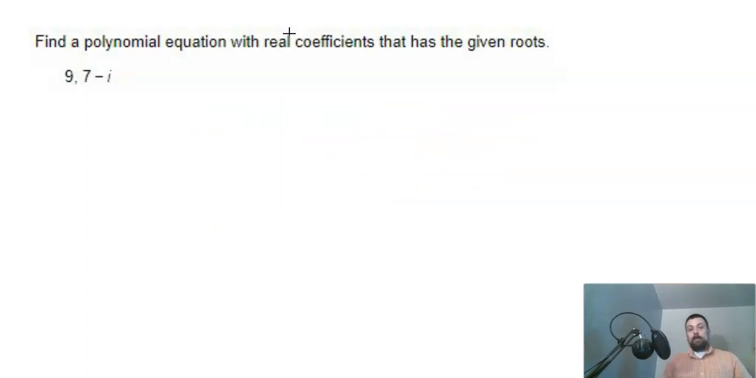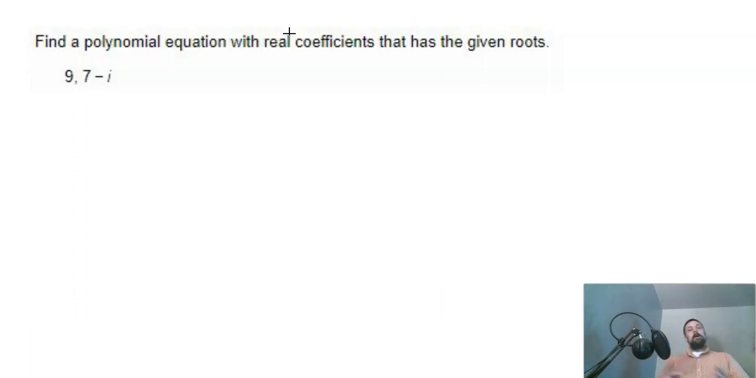This is one of my favorite problems in the chapter. It's the reverse of what we were just doing in 3.2, if you will, and what we're about to start doing later in this section, which is they're giving us the zeros. They're giving us the roots. They're telling us the answer. We want to work backwards to figure out what the problem looks like, what the equation would be. So find a polynomial equation with real coefficients that has these given roots.